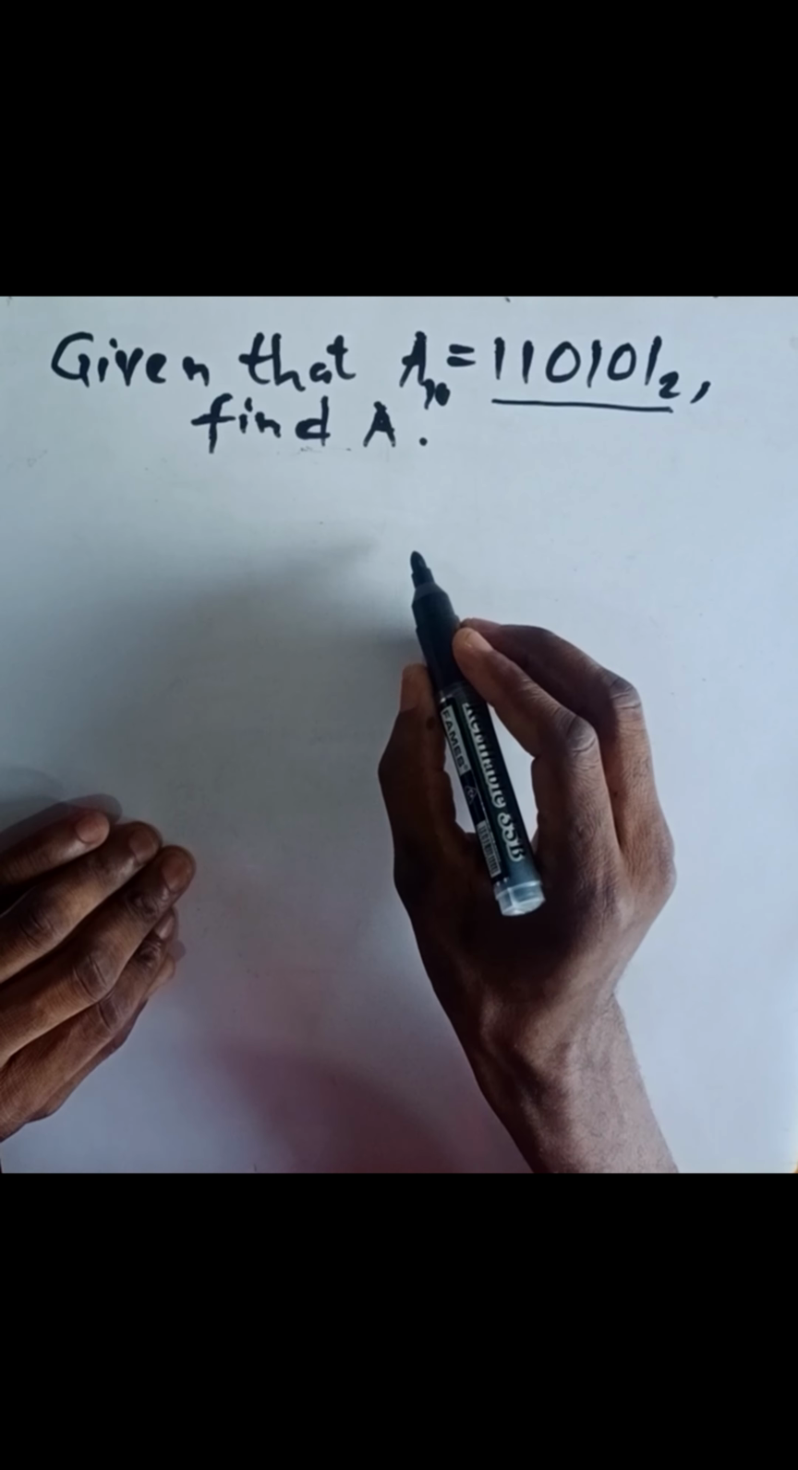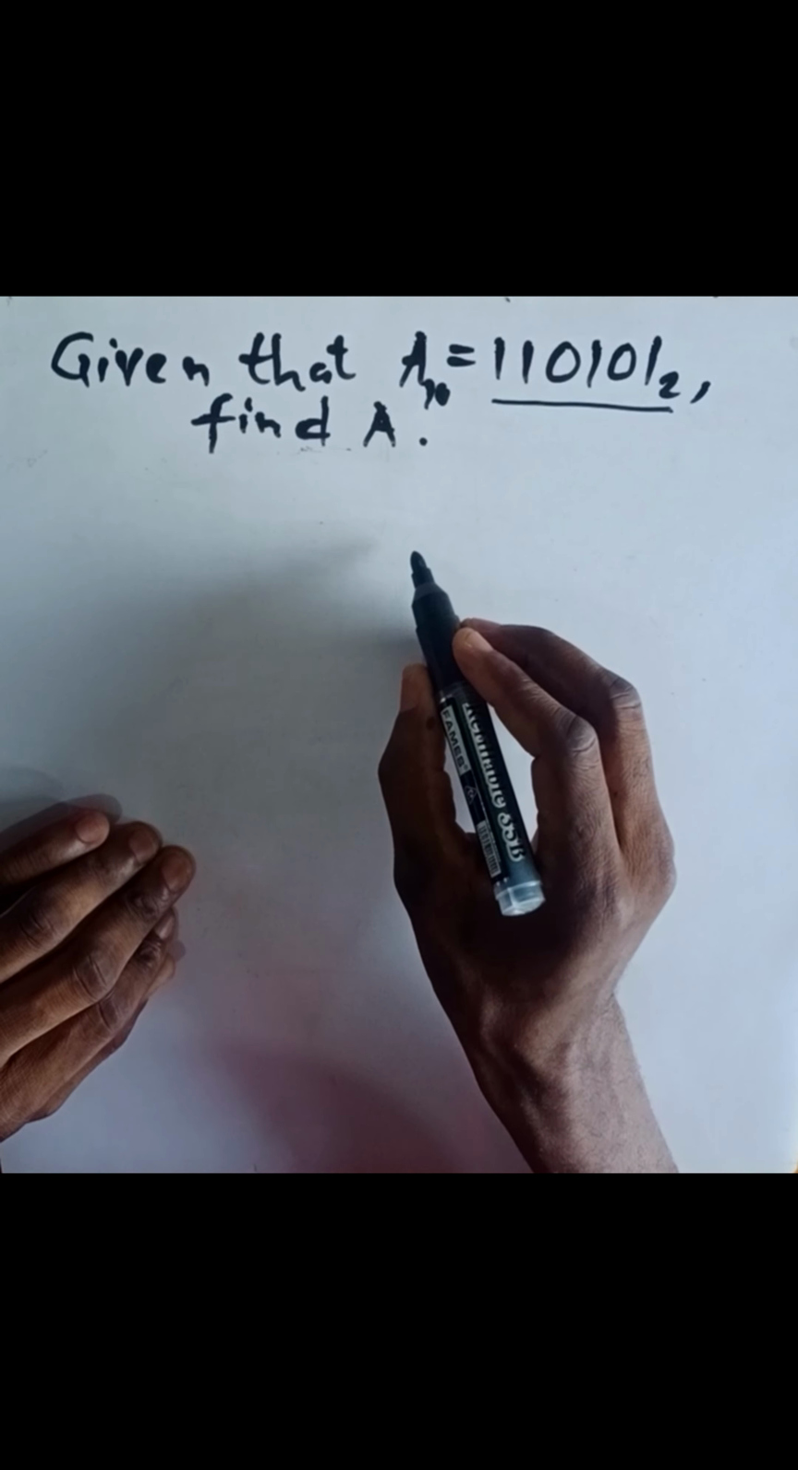All these values, what are they equal to? Let's add. 32 plus 16 will give you what? Do the math. That is 48, right? 48 plus 0 remains 48. 48 plus 4 will give you 52, right? 52 plus 1 will give you 53.